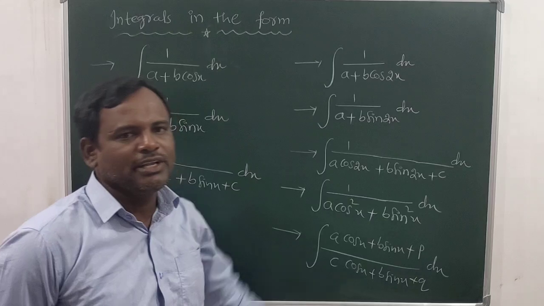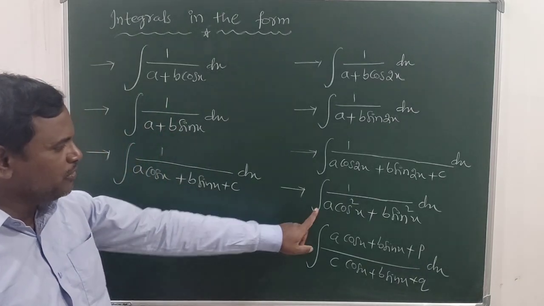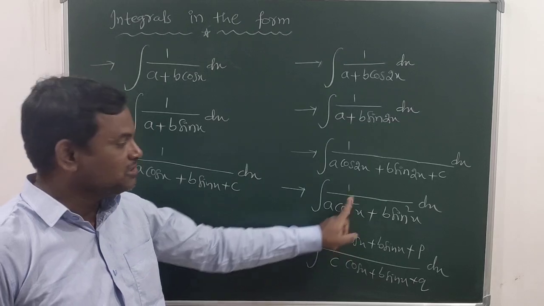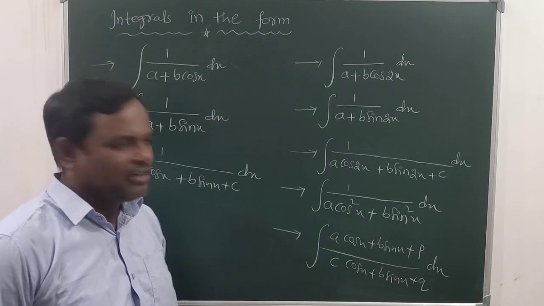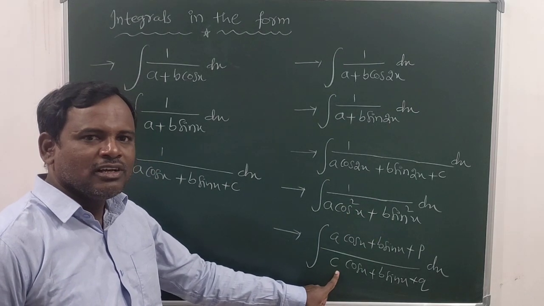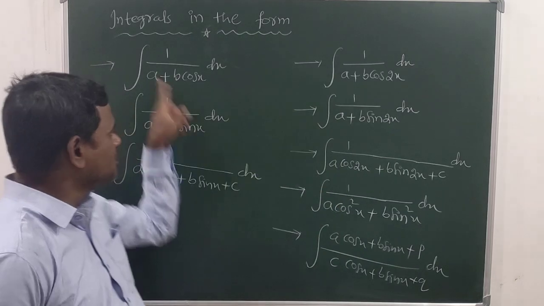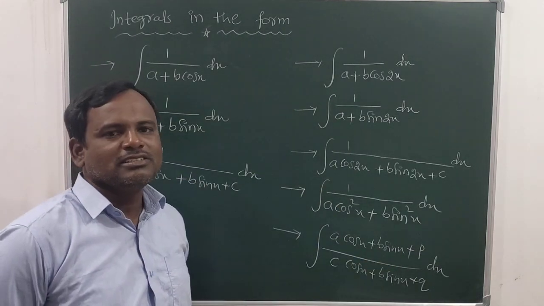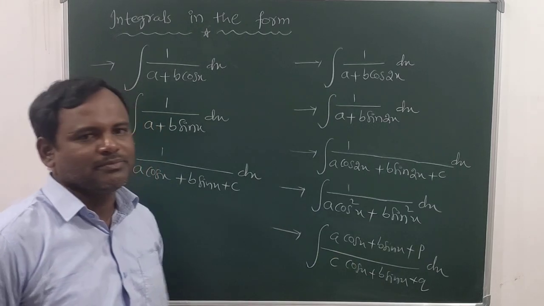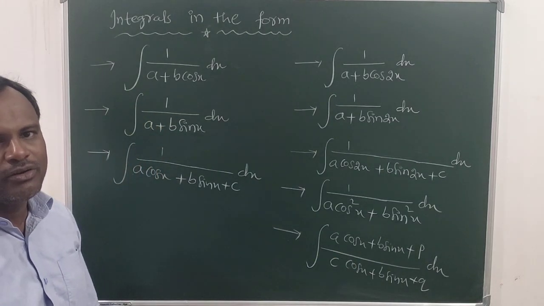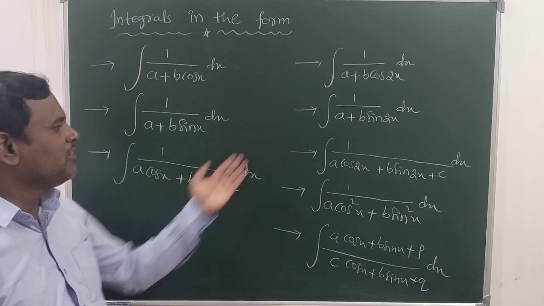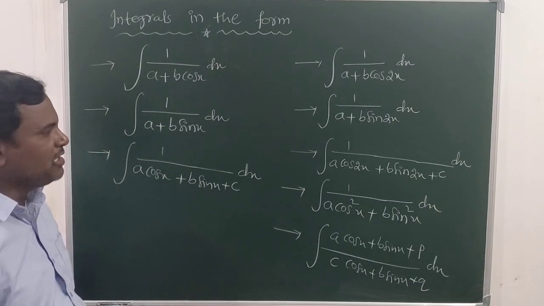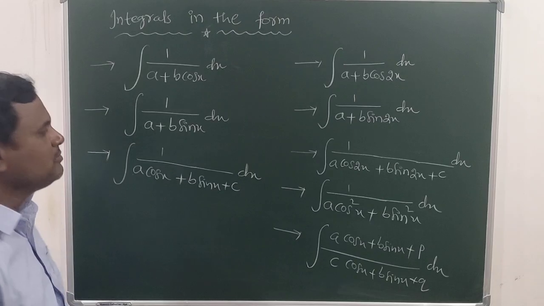And also a constant included. But when you go to this, in the denominator place, cos square x, sin square x is given. And when you go to the last one, observe all this and this one. In the numerator, these sin and cos functions are given. How to evaluate if the integral is given in these types of forms I will explain to you. Now let us discuss one by one.